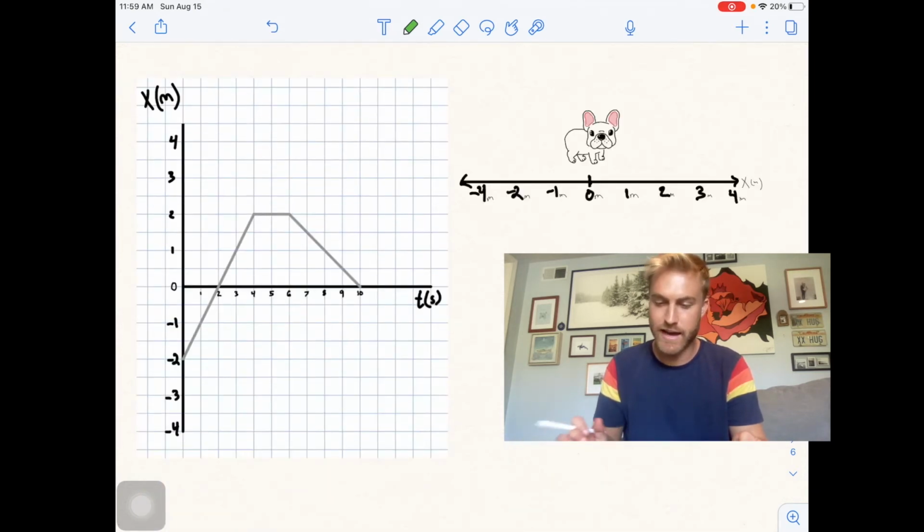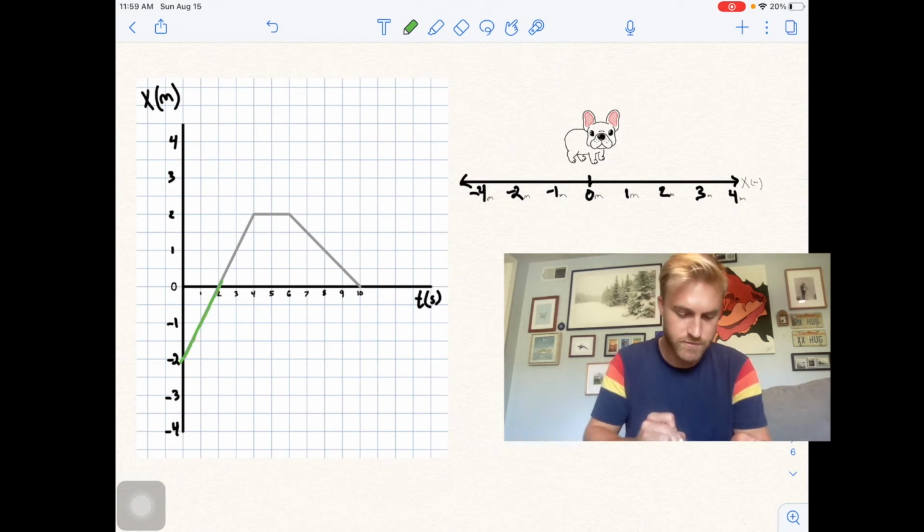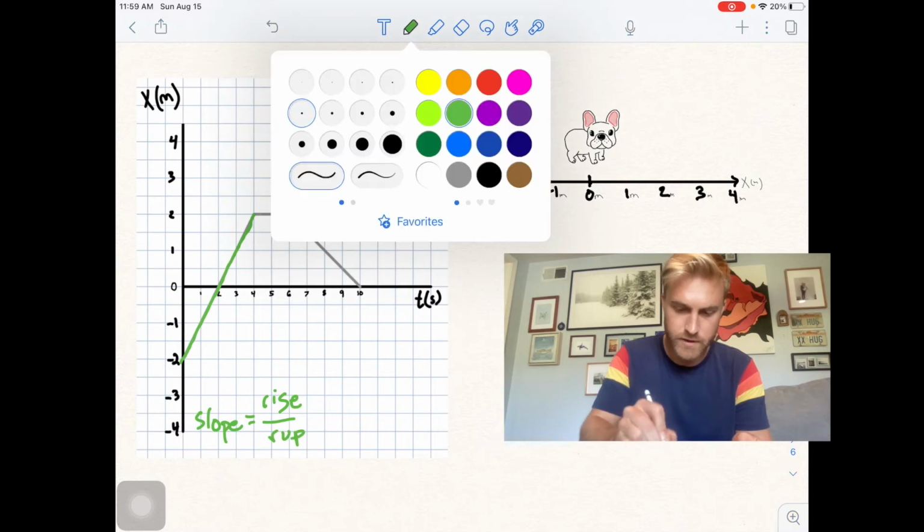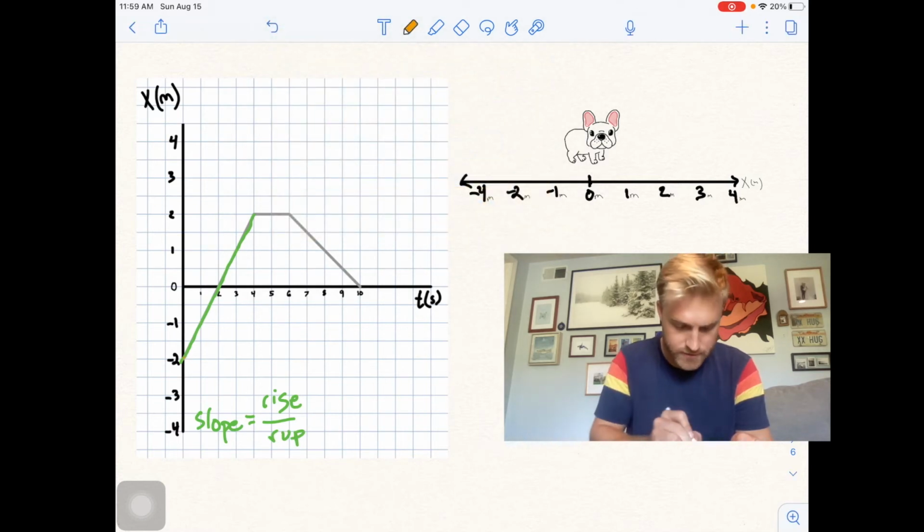So let's find Frankie's velocity. Let's find his speed by looking at the slope. And let's look at this first 4 seconds, that part of Frankie's motion. In order to find slope, I like to think about rise of a graph divided by the run. So I draw a little triangle just like this.